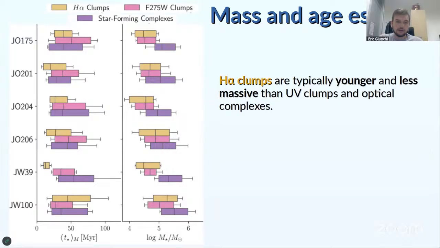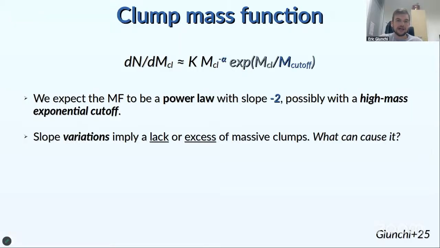But what I wanted to focus the most on is the clump mass function. As I said, it's a very important observational quantity that we can obtain to understand how clumps form and what are the variations compared to what we see in field galaxies. Because as I said, we expect a power law with slope -2, maybe with a cutoff, depends on the quality of the data and on what galaxy we are observing.